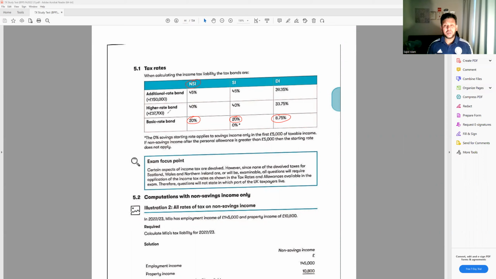Higher rate band, if your income is more than 37,700. If the net taxable income is more than 37,700, then the non-savings tax rate will be 40%, savings 40%, and the dividend 33.75%. If someone is an additional rate taxpayer, that means if the income is more than 150,000, the non-savings tax rate is 45%, savings 45%, and the dividend 39.35%.